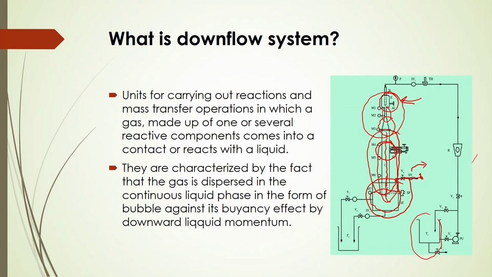So, these are the characteristics of the downflow system. We can define this downflow system as one unit which carries out reactions and mass transfer operations, in which a gas made up of one or several reactive components comes into contact or reacts with the liquid. They are characterized by the fact that the gas is dispersed in the continuous liquid phase in the form of a dispersed phase of bubbles against its buoyancy effect, so that it can get more residence time there.